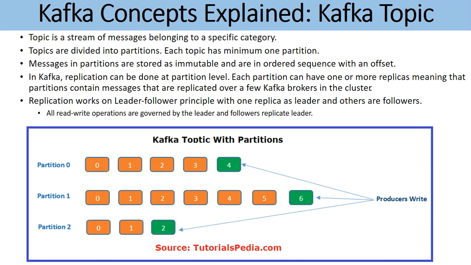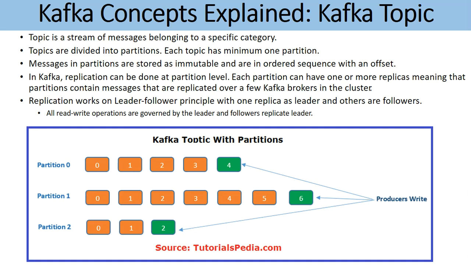The next topic that we are talking about is Kafka Topic. A topic is a stream of messages belonging to a specific category. Topics are divided into partitions. Each topic has a minimum of one partition, so whenever you create a topic, by default it has one partition. But if you want, you can add multiple partitions for the same topic.